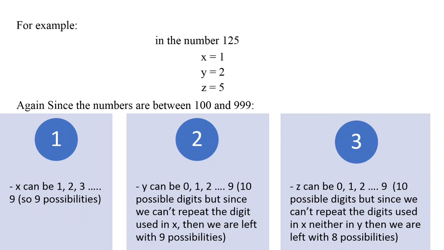Z, similar to Y, can also be 0, 1, 2, 3, up to 9, and that is also 10 possible digits that we can use. But since we cannot repeat the digits used in X, nor in Y, we are left with 8 possibilities. So based on that, the total possible numbers that have different digits between 100 and 999 will be 9 multiplied by 9 multiplied by 8, which is 648 numbers.